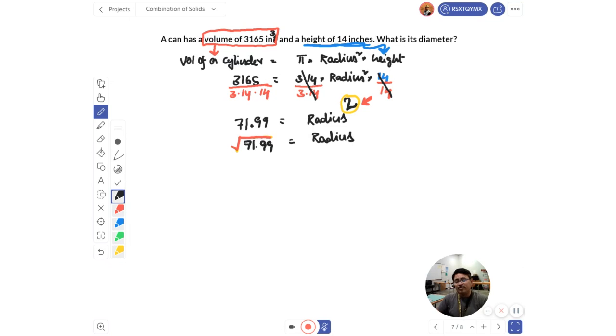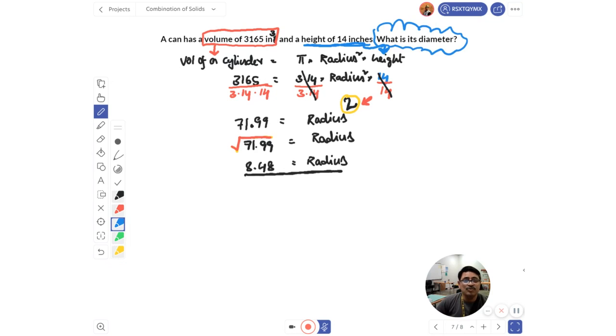So let me take my calculator. Then here I'm computing the square root of 71.99, 8.48. So 8.48, that's the radius. Yay, I'm done. Actually, this is what you may think, but the answer you got is not the complete answer, because the question is what is the diameter.